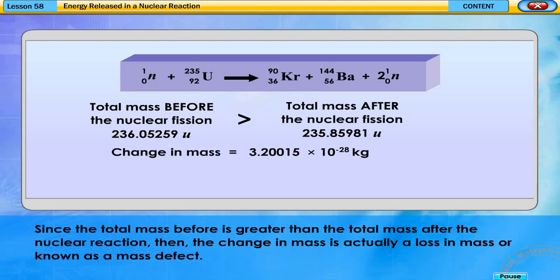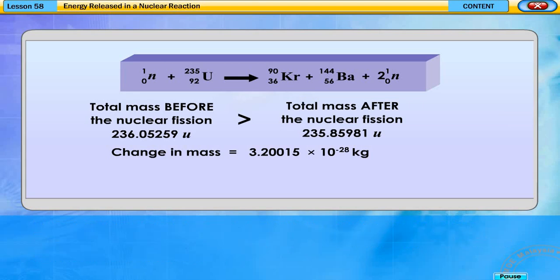Since the total mass before is greater than the total mass after the nuclear reaction, the change in mass is actually a loss in mass, or known as a mass defect. Thus, the mass defect is 3.20015 times 10 to the power of negative 28 kilograms.